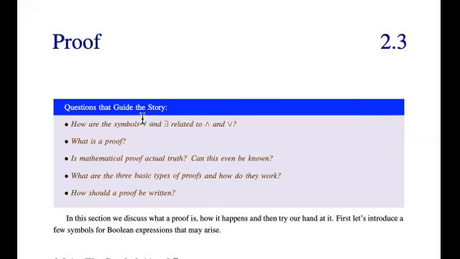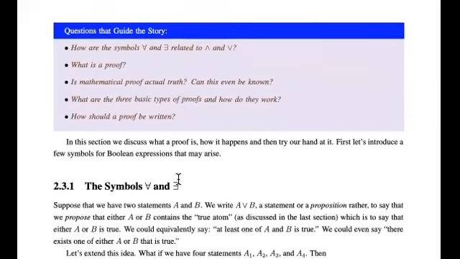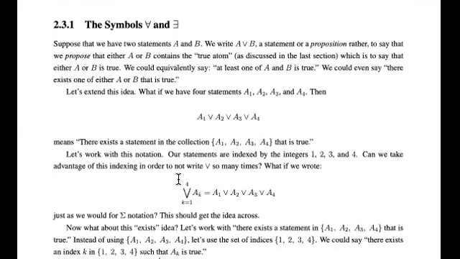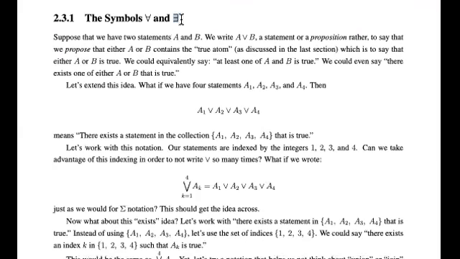This upside down A symbol, which we could read as "for all," and this backwards E symbol, which you can read as "exists" or "there exists." So let's get started. Let's look at these symbols. The first symbol we're going to consider is this backwards E symbol, exists.